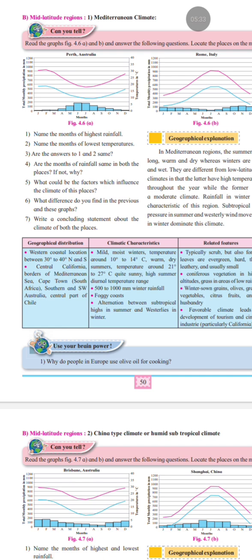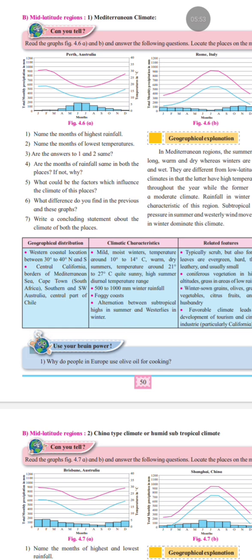What is the vegetation here? The natural vegetation is generally scrub. Forests are also found in some areas. The leaves of these plants are generally evergreen, hard, thick, leathery, and small. At higher altitudes, coniferous vegetation is found. In areas receiving low rainfall, grass is common.